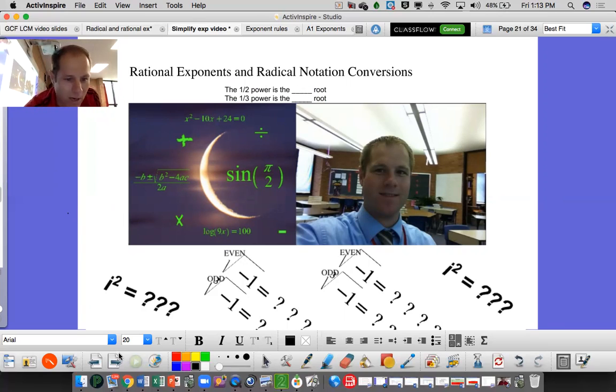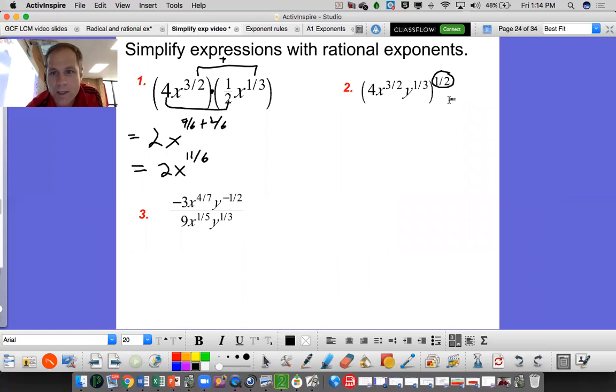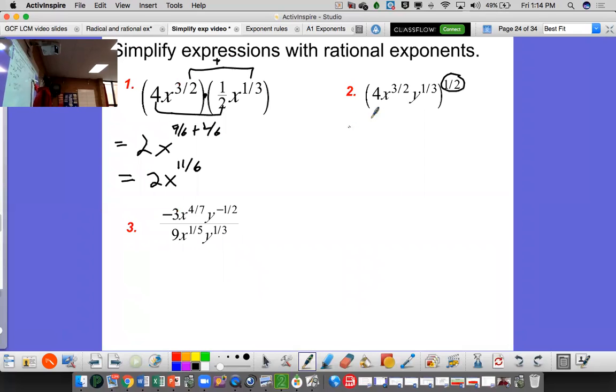So when we go back to that problem we were looking at, we got the square root of all of this. So I'm going to rewrite it. It really means the square root of 4x to the 3/2, y to the 1/3.